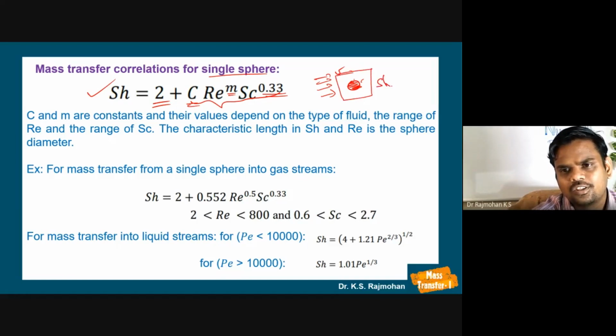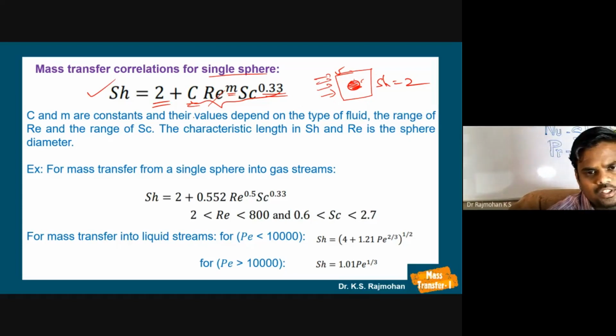Then what is the value of Sherwood number? When velocity is 0, Reynolds number equals 0, so the whole term becomes 0. So we have Sherwood number equal to 2 when the velocity is 0. Like that, we can make use of these types of expressions to solve problems. There are so many relationships between Sherwood number, Reynolds number and Schmidt number. We have to choose them, and see what application range is mentioned.